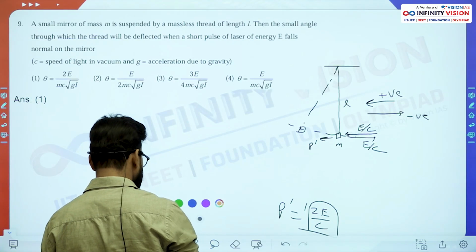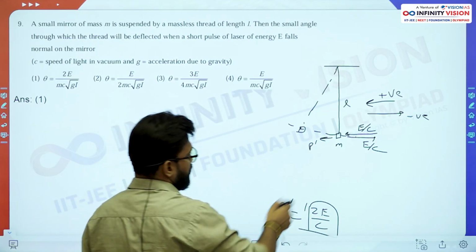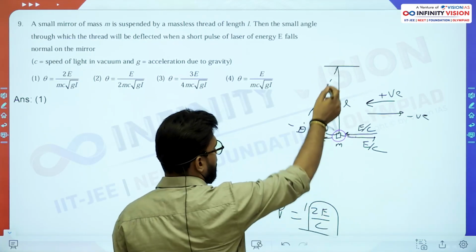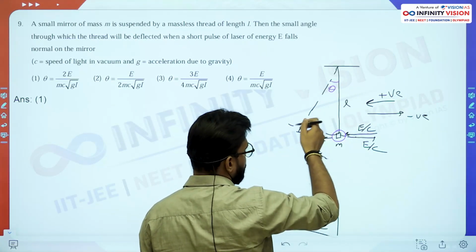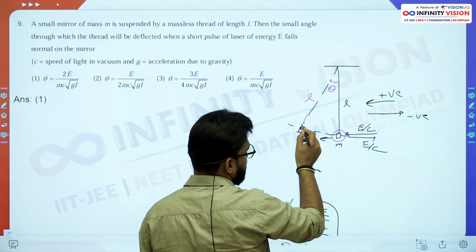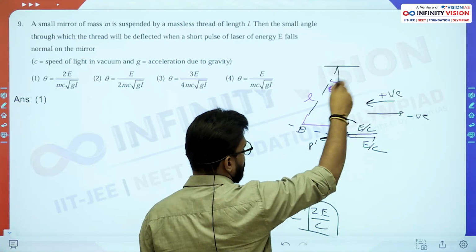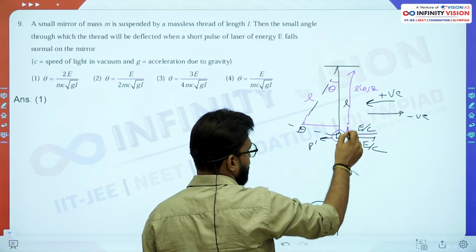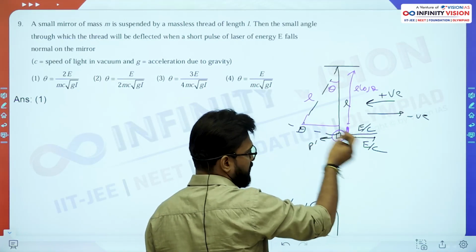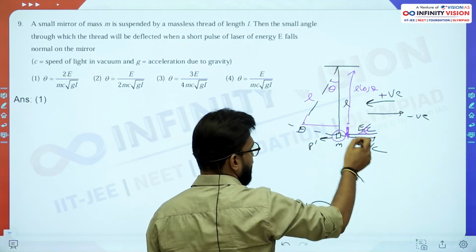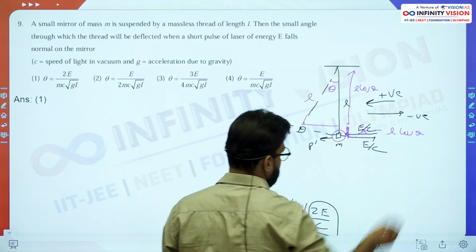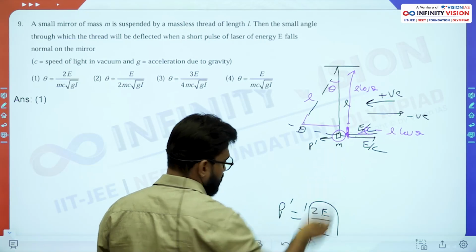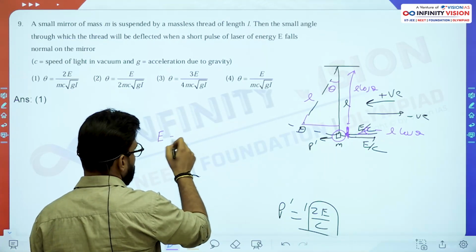Next, now we know the momentum with which it will go up. Let the angle through which it will move be theta, and this is length L, so this would be the cos component, so this would be L cos theta. So the height through which it has moved is L minus L cos theta. Okay, so the energy possessed by this mirror would be equal to P square by 2m.